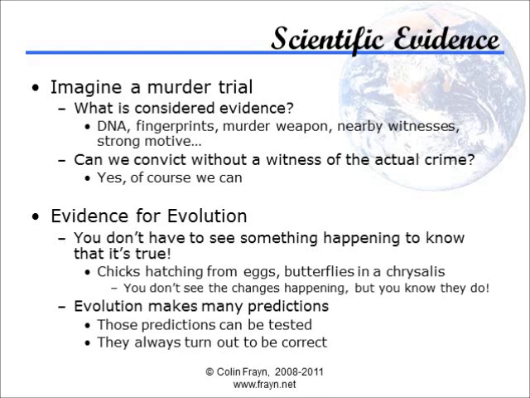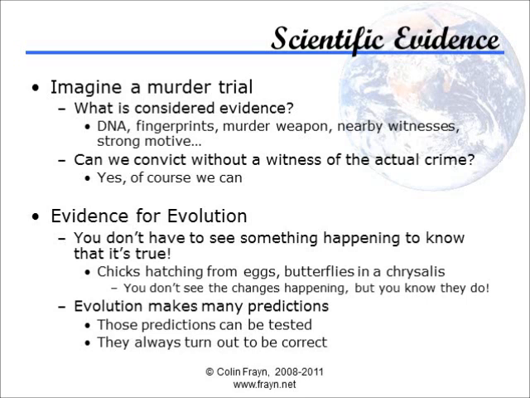What does it actually mean to have evidence for something taking place? Imagine a murder trial, for example. Think of the kinds of things that are considered strong evidence. Can we convict without any eyewitnesses? Yes, of course we can. In fact, I guess that most murder trials have no direct eyewitnesses to the actual murder being committed.